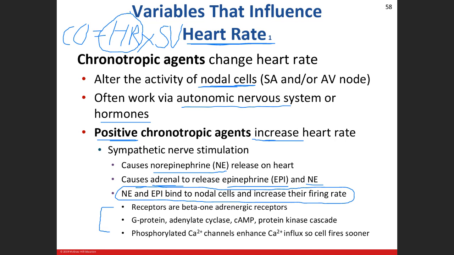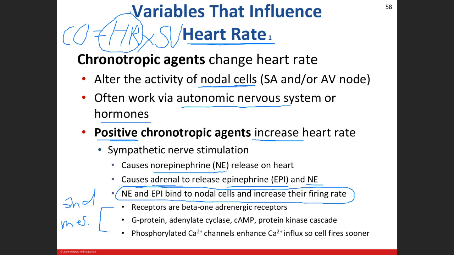How? Remember this? Secondary messenger system? This should look familiar from chapter 17. So here's what's going to happen. I'm going to stop there. I'm not going to write that word out. So the norepinephrine and the epinephrine are going to be released, or find their way into the synaptic cleft.